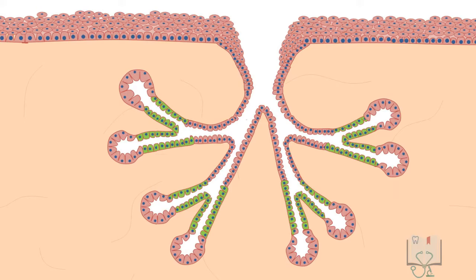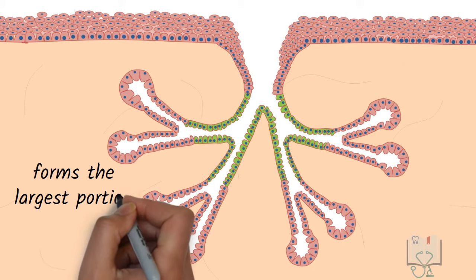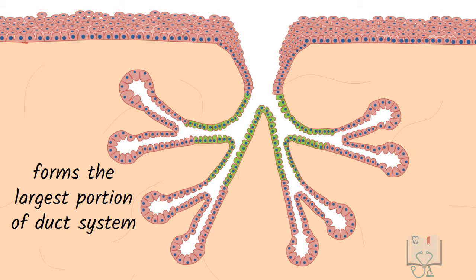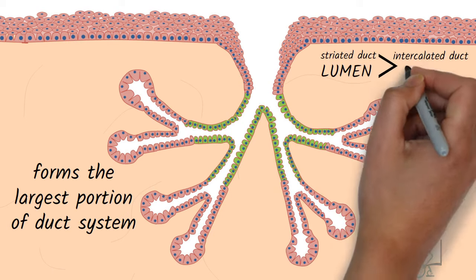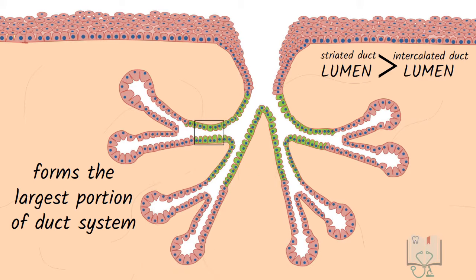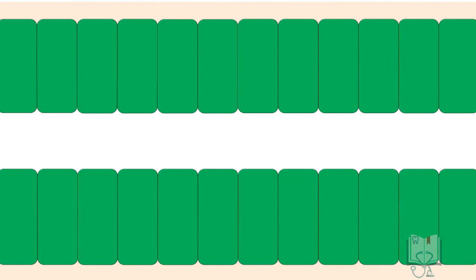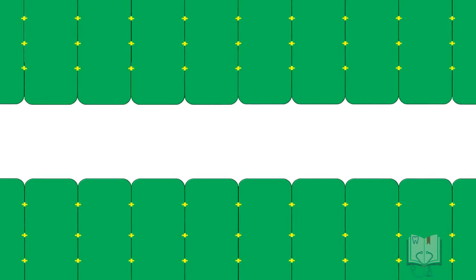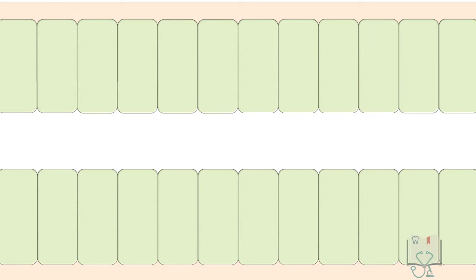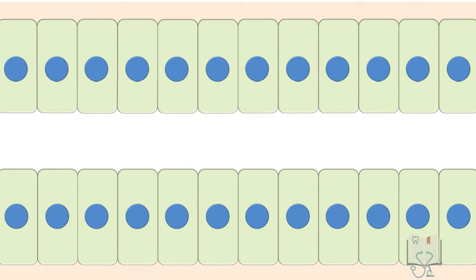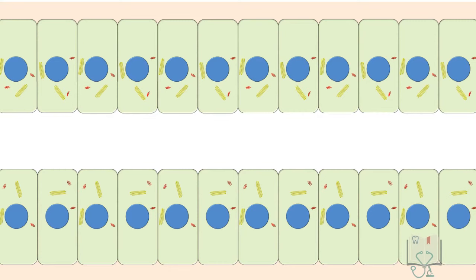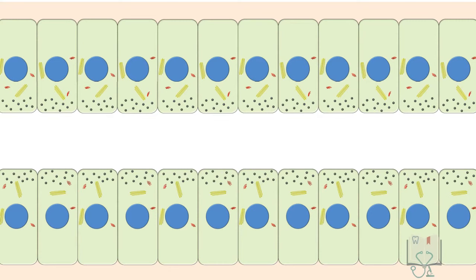Striated ducts. Saliva from the intercalated ducts drains into the striated ducts, which form the largest portion of the duct system. The lumen is larger than that of the intercalated ducts and is lined by simple columnar epithelium, that is, a single layer of tall columnar cells. They are joined together by intercellular junctions and have short microvilli on the apical surface of the cells. On looking inside the cells, the nucleus is spherical and centrally placed with cell organelles around it. Few secretory granules are present in the apical part of the cell.